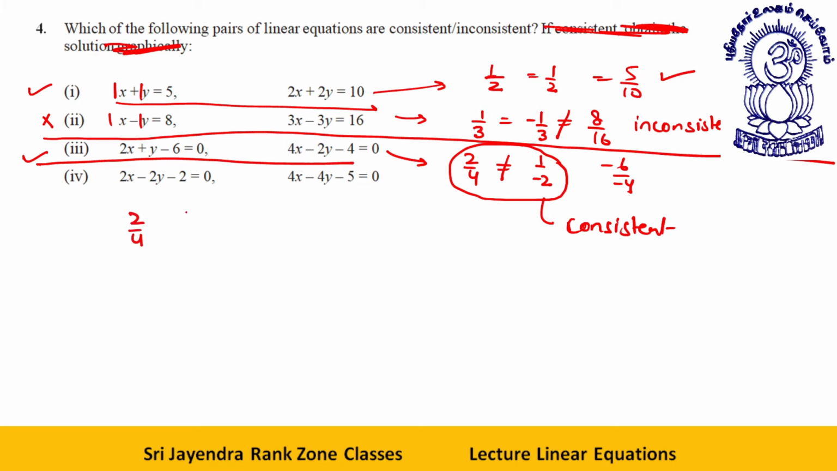Last one, a1 by a2, 2 by 4, minus 2 by minus 4, then minus 2 by minus 5. This is equal, but this is not equal. Okay, so this is inconsistent and has no solution. Okay, dear students, I hope it is clear so far. Fine, let's take the next one.